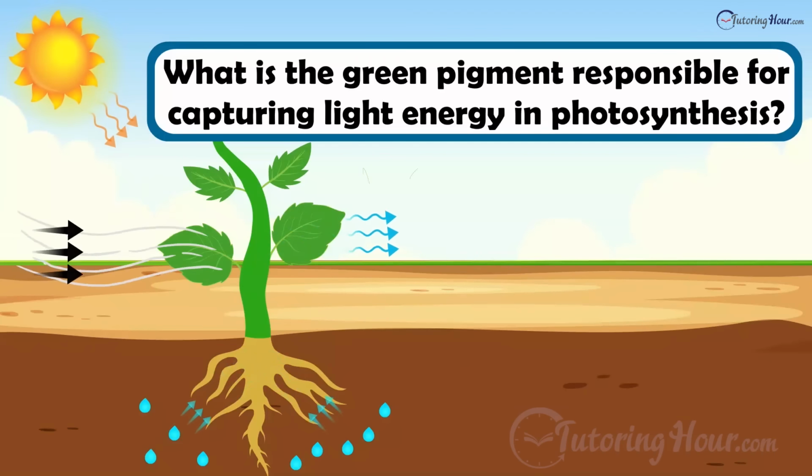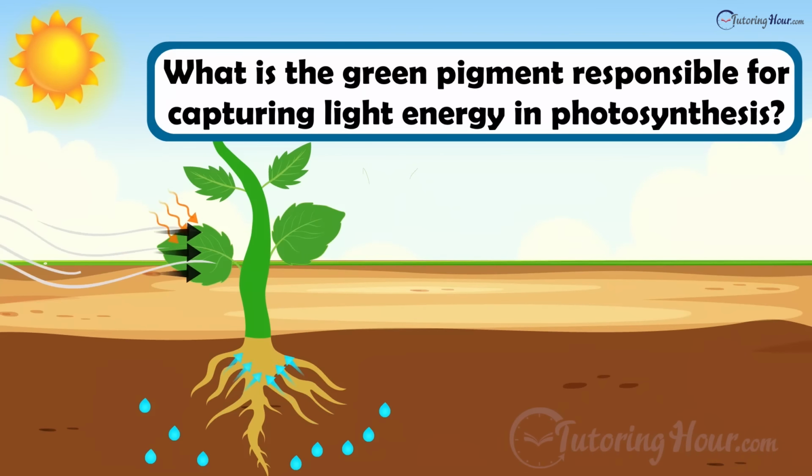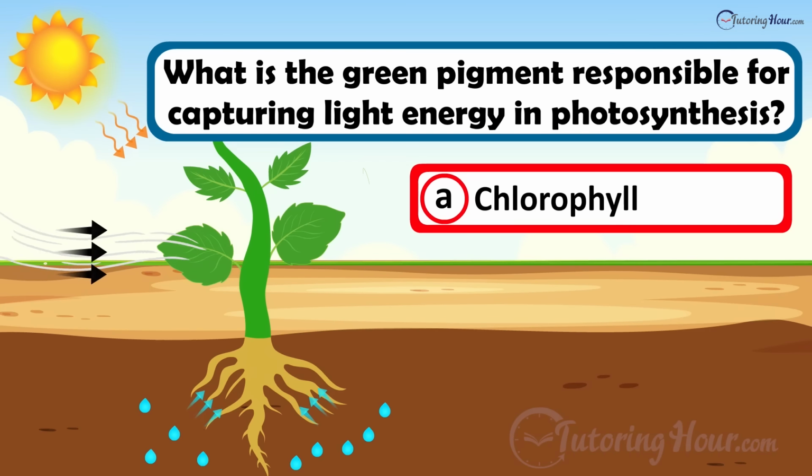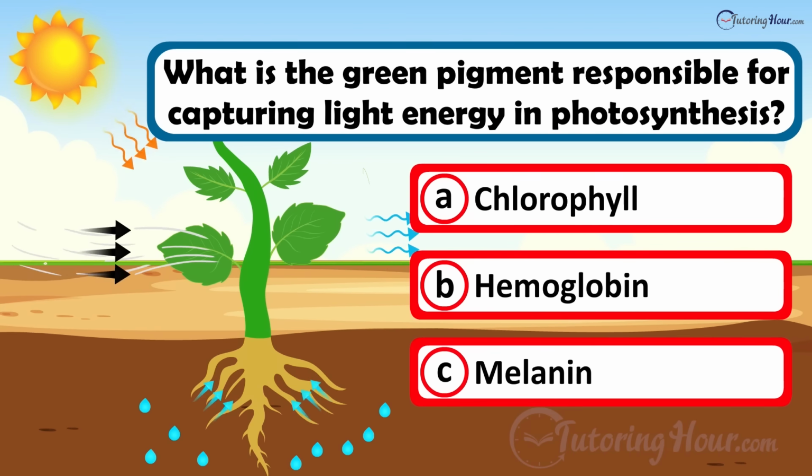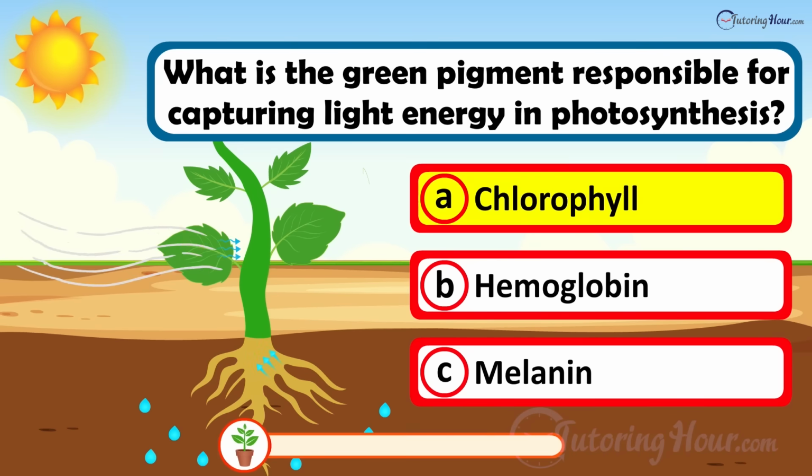What is the green pigment responsible for capturing light energy in photosynthesis? A. Chlorophyll. B. Hemoglobin. Or C. Melanin.